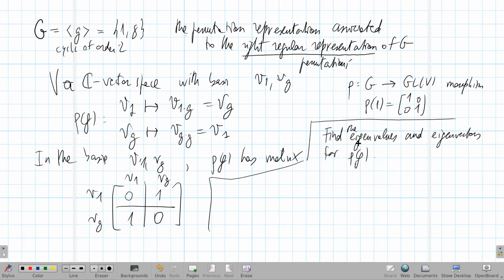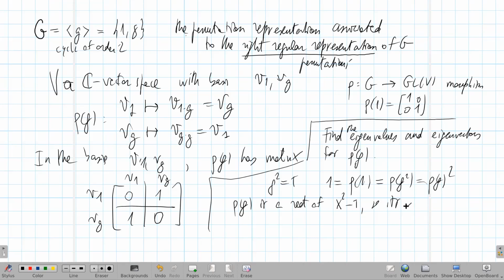Anyway, what are the eigenvalues? So remember, this is important. Since g squared is 1, we have that 1, which is rho of 1, as before, 1 of course being the identity matrix, is rho of g squared, but rho is a morphism, so this is rho g squared, okay? So rho g is a root of x squared minus 1. So its eigenvalues are a subset of 1, minus 1, okay?